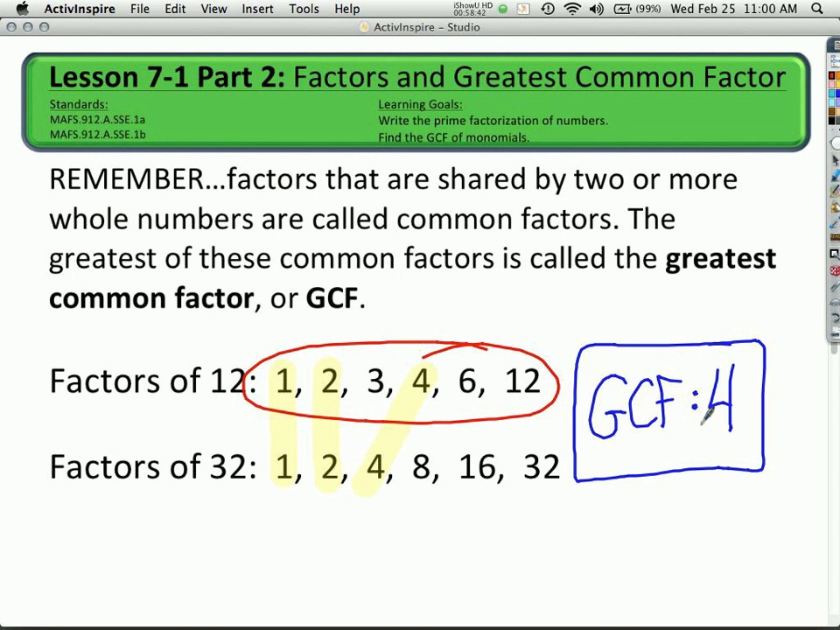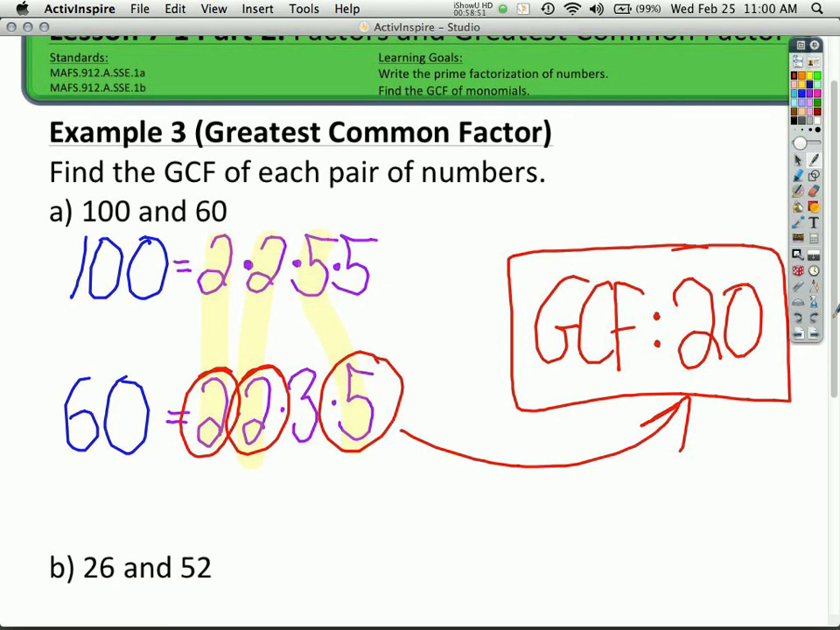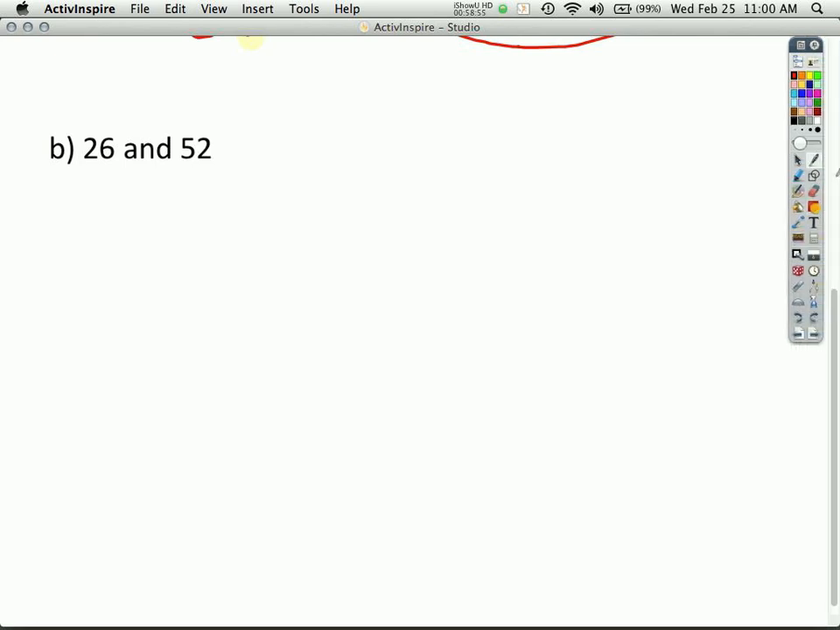So this is an impractical method. This is a very practical method because it works every time. So I'll prove it to you. Now that you understand what I'm talking about, we're going to do it again for 26 and 52.